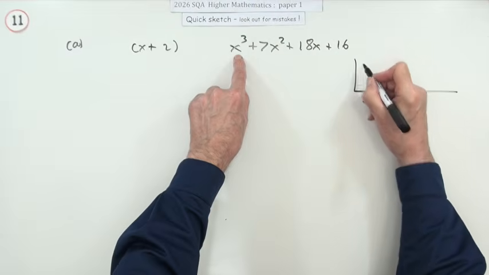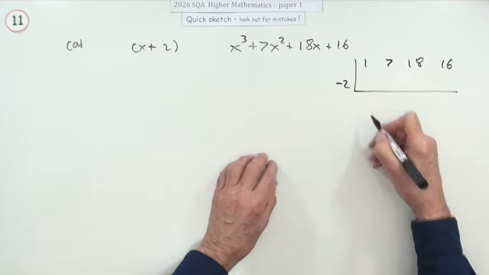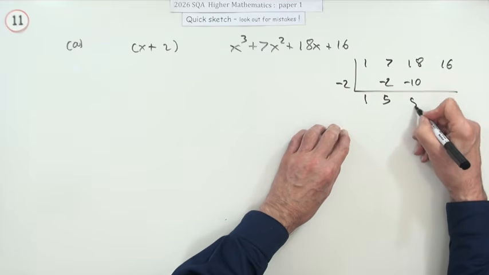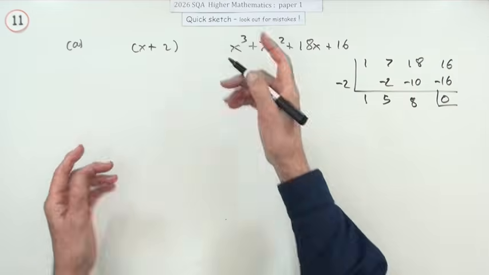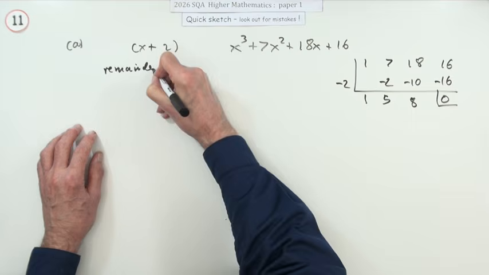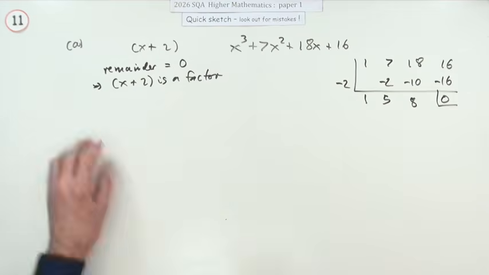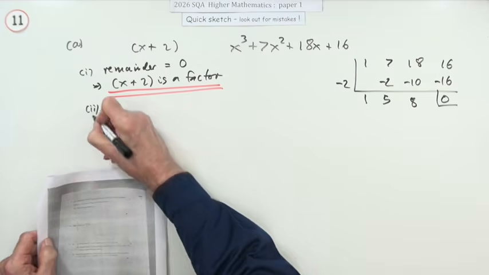Well, x plus 2 is a factor means negative 2 should give an answer of 0. So test that with the synthetic division. Add down and multiply up. Down, multiply up. Add down, multiply up. And hopefully you add up to get a 0. So just make your statements now. So you can either say the remainder is 0, or you could say negative 2 is a root, which means that x plus 2 is a factor. Now that was part 1. There was a part 2.